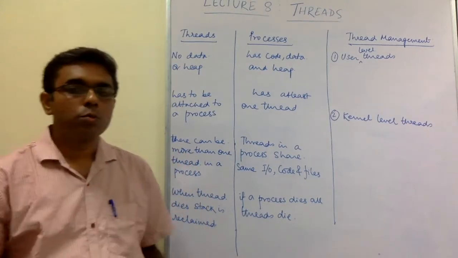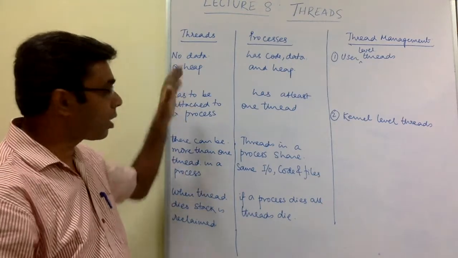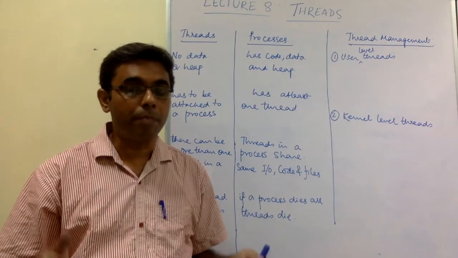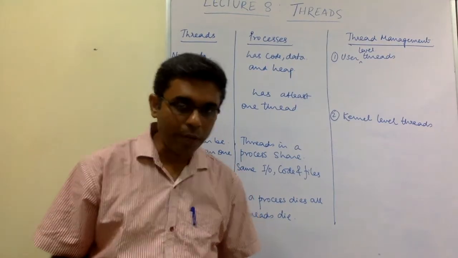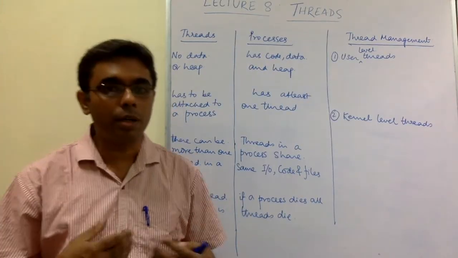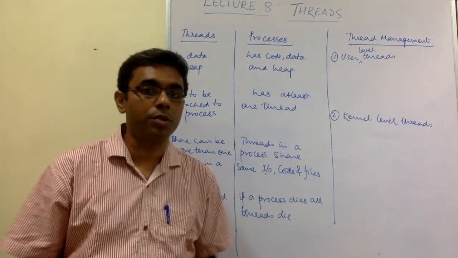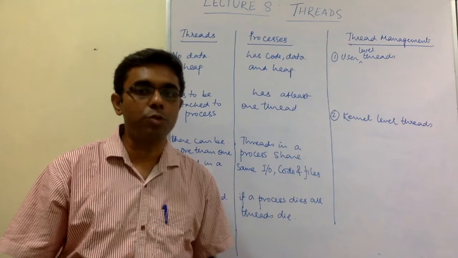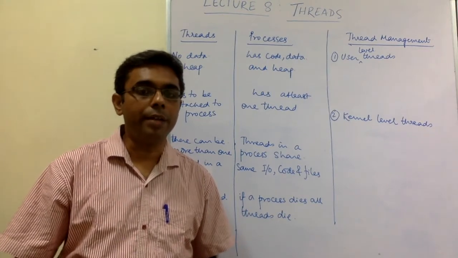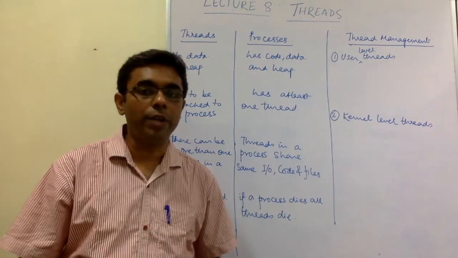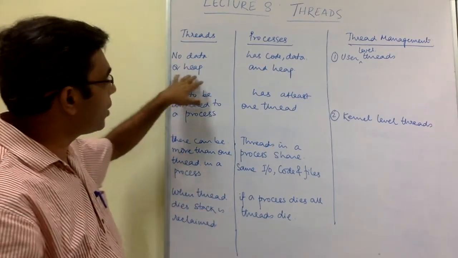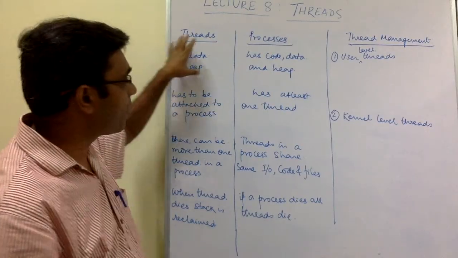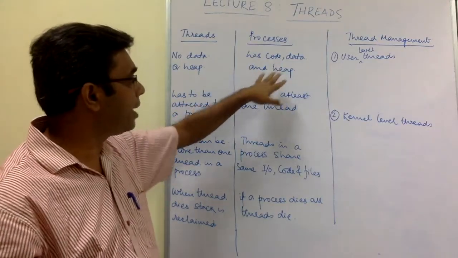Okay, so to summarize, we have seen what threads are and how threads can be beneficial to implement parallel execution of code. What we found is, for a thread to be created, you need at least a process, because by default a process is a single thread of execution. So processes give rise to threads, multiple threads, and then the work is divided among the threads which have been created. If we try to compare threads and processes, we find that threads don't have any data or heap. However, processes have code, data and heap.